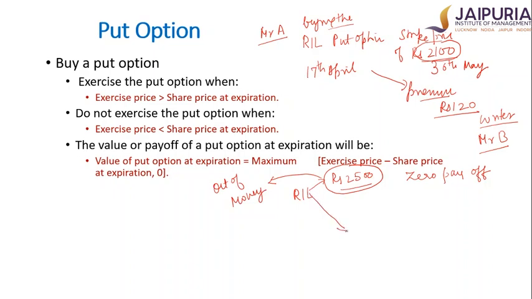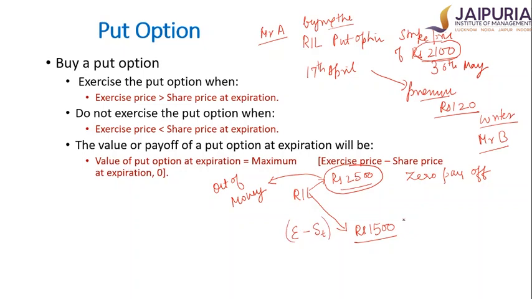In case the Reliance share fell down to rupees 1500. So Reliance share in the market is rupees 1500, whereas he has an option to sell the Reliance share at rupees 2100. What should Mr. A do? Obvious, he will exercise the put option, because this is giving you a higher price. So the exercise price in this case is more than the current spot price, and that's the gain which Mr. A will have.